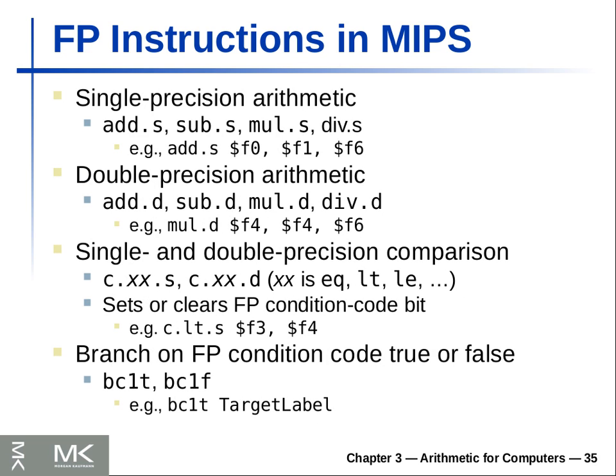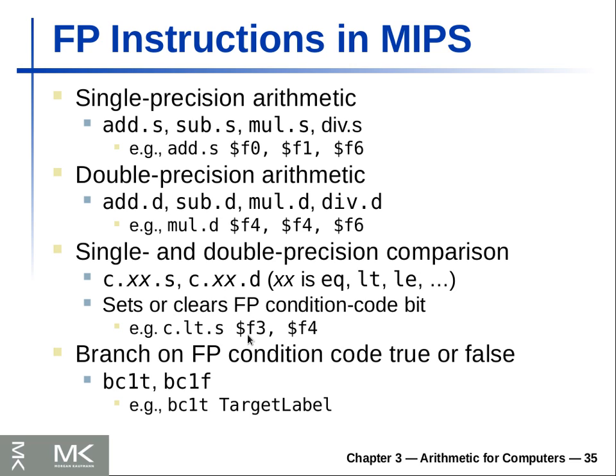So single precision arithmetic is add.s. The S stands for single. So you can add.s into F0 from F1 and F6. Everyone good? Now for double, they replace the S with a D. So you would multiply from what starts at F4 to what starts at F6 back into F4.